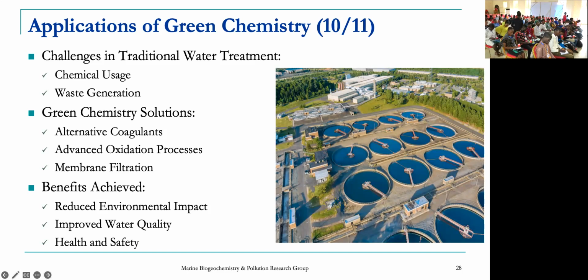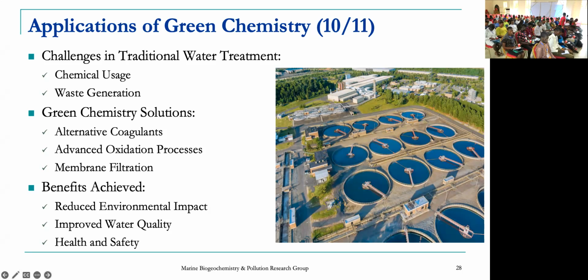Green chemistry solutions have come to the rescue by promoting the use of natural or alternative coagulants derived from plant-based materials such as chitosan and tannins as alternatives to traditional chemical coagulants like alum sulfate. These natural coagulants are biodegradable and non-toxic, and they have comparable or improved coagulation efficiency.